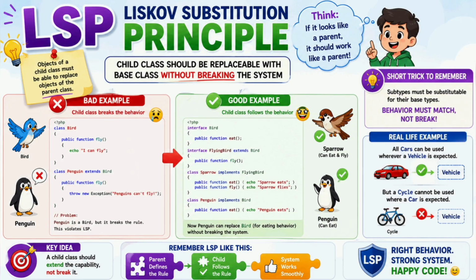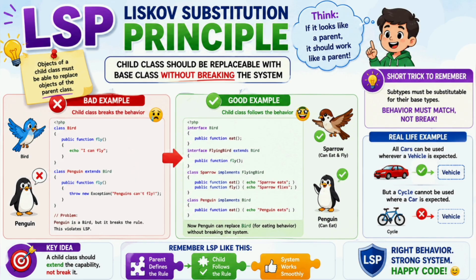What is the good example? We can create two interfaces instead of one: interface Bird and interface FlyingBird. Under interface FlyingBird, we can create a function fly. So easy example: car, electric car, petrol car, both drive. Good. Now bird, penguin cannot fly, so bad. Memory trick: child should behave like parent.